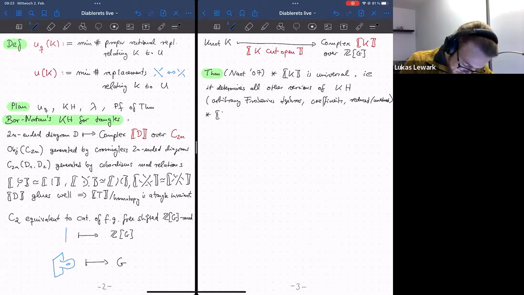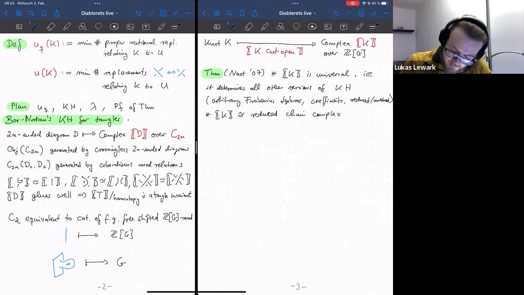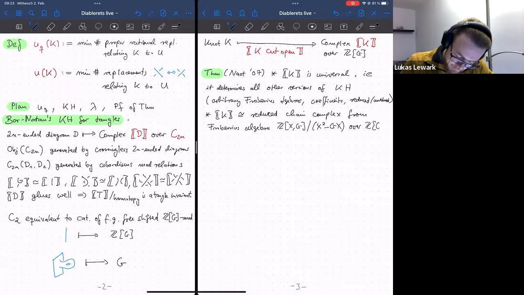And in fact, this is also not something totally new. This is just the reduced chain complex from the Frobenius algebra ZXG mod x squared minus gx over ZG. Any questions?